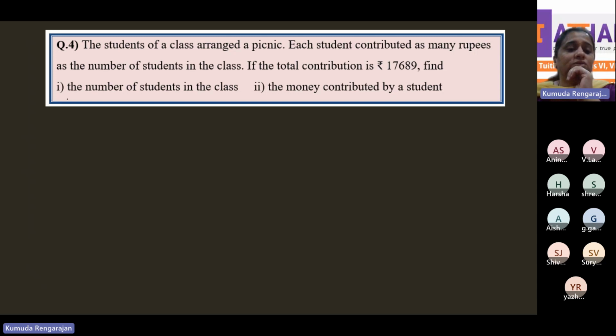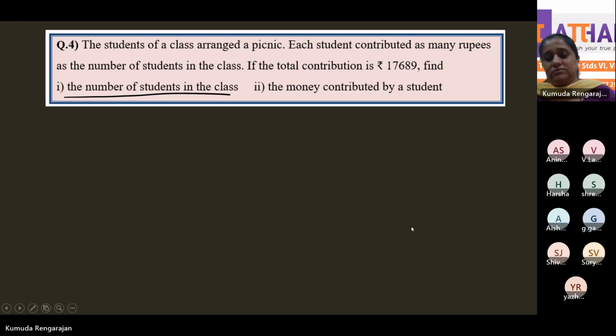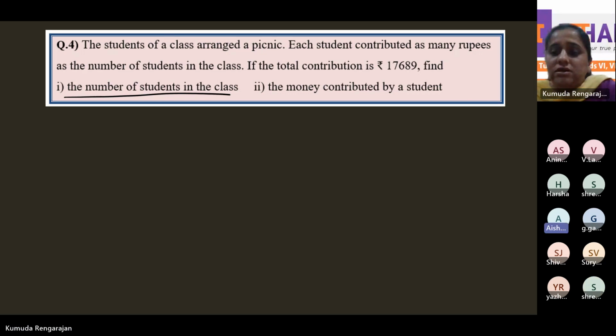Yeah. So what's the answer to this question? The number of students in the class? Ma'am, 133. Louder, Aishwarya? Ma'am, 133. Very good. Number of students in the class, 133. And what about the money contributed by a student? Ma'am, I got the answer as 133. Same. Okay, good. Aishwarya, and the money contributed by a student? Ma'am, that's also 133. Very good.